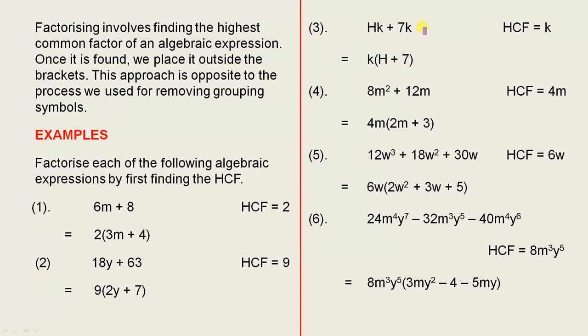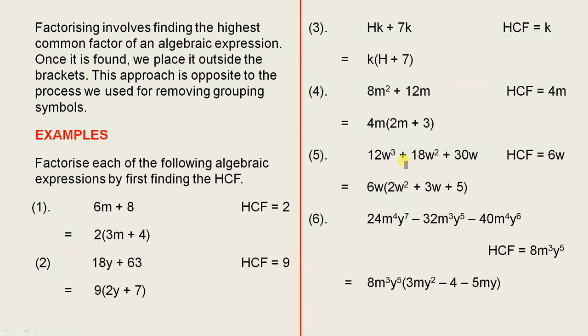hk plus 7k, the HCF is k. We can easily see that. We put k outside the brackets, we end up with h plus 7. Expansion leads to that. Factorising that expression, the HCF of 8 and 12 is 4. The HCF of m squared and m is m. Put 4m outside the brackets and we end up with that expression. When we expand, we're back at the original expression.